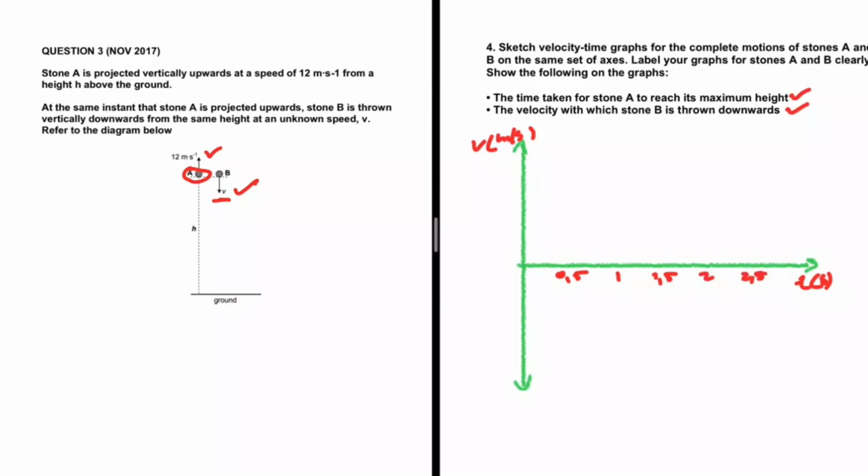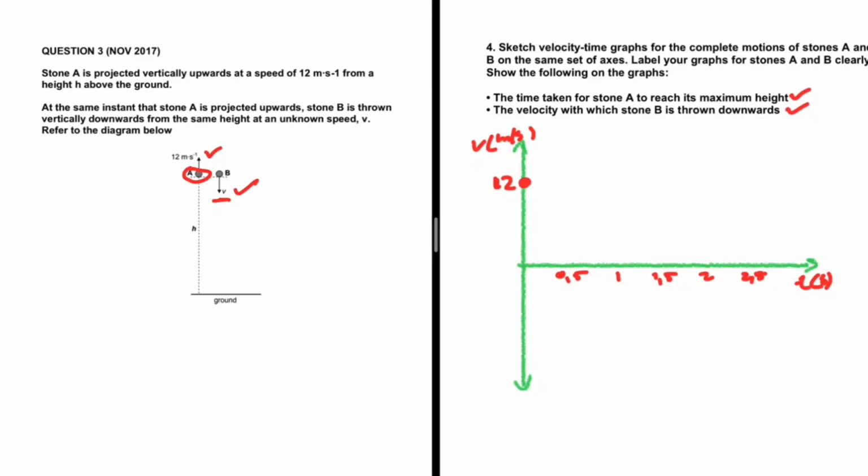Okay, I'm deciding to use this time interval because the entire motion of both balls takes 2.44 seconds. So we're supposed to indicate the time taken for stone A to reach its maximum height. It takes 1.22 seconds. We know that for sure. But its initial velocity is 12 meters per second. So let's see, 12 meters per second is somewhere here. So this is its initial position, its initial velocity when t is equal to 0.